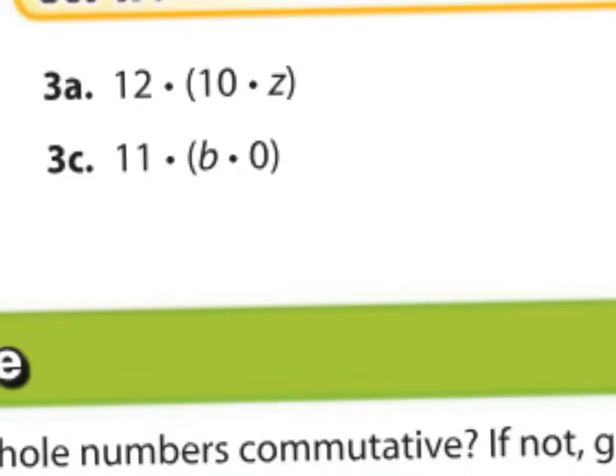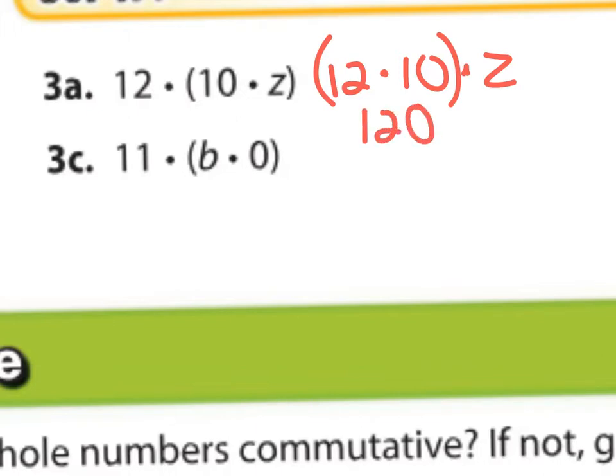Okay, for A, the first thing I would do is associate them differently. I have 12 times 10 times Z. I would associate 12 times 10, so I can get 120 Z. That would be my answer.